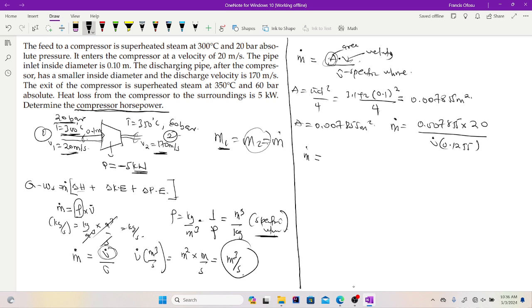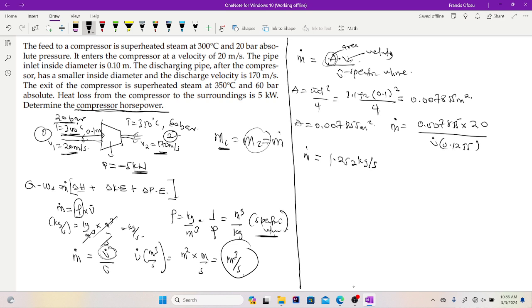And then we can find our mass flow to be 0.007855 times 20 all over 0.1255, and then we get our mass flow to be 1.252 kilograms per second. So that's what we get. So now we have our mass flow.